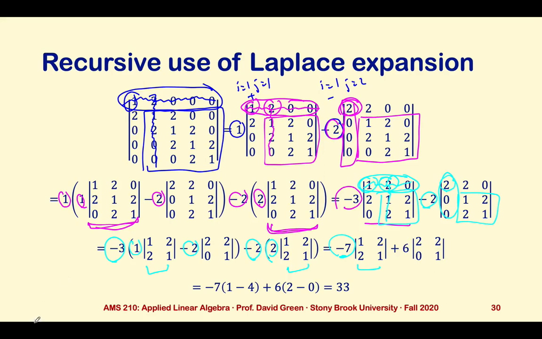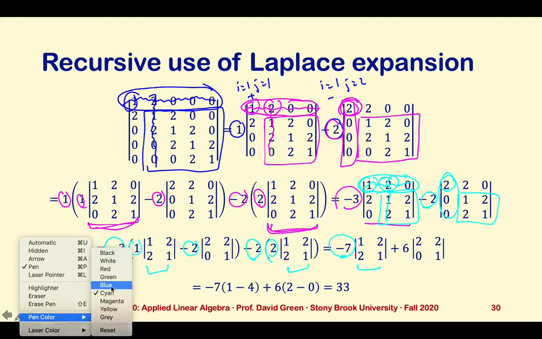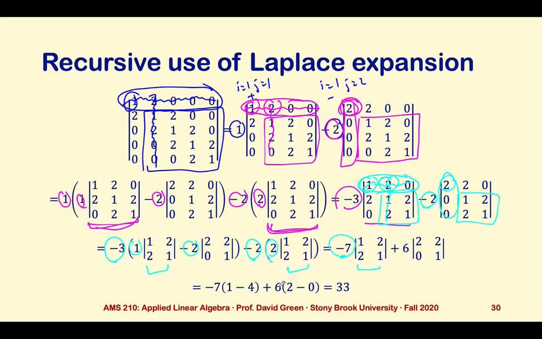Now we're down to the 2 by 2 case, and so we can simply evaluate our determinants directly. Negative 7 multiplied by 1 plus 1 minus 2 times 2. Negative 7 times 1 minus 4. Plus 6 times 2 times 1 minus 2 times 0, 2 minus 0. This gives us negative 7 times negative 3 is plus 21, plus 6 times 2, 12. 21 plus 12 is 33.